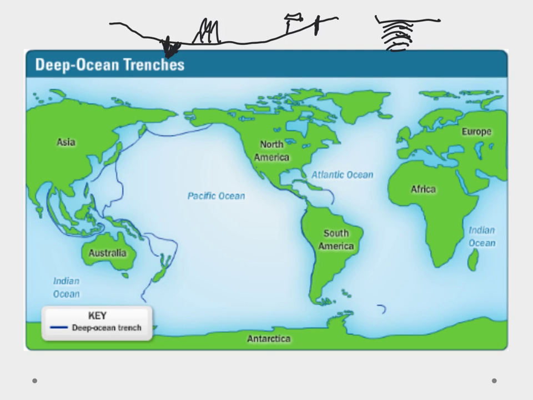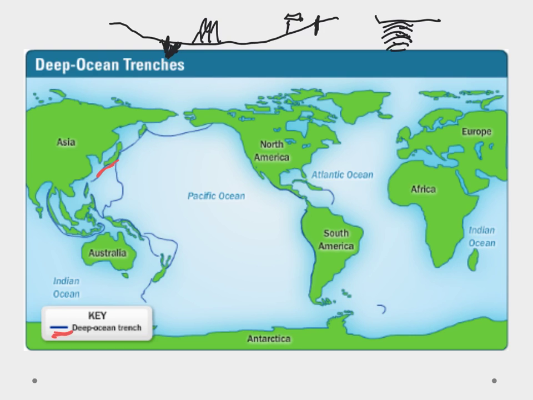So here we're looking at our trenches, and our trenches are these deep blue lines here. Our deepest part of the oceans is going to be like the Marianas Trench, which we'll see over in here. Okay. And these trenches were where we had deep, deep water going on.